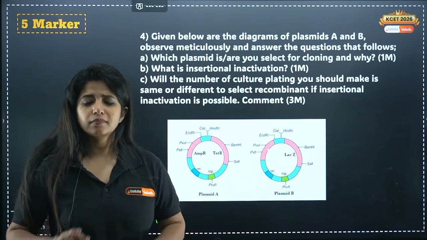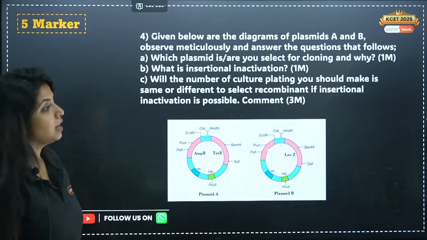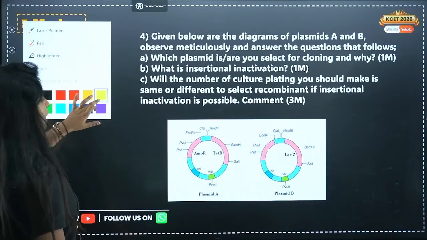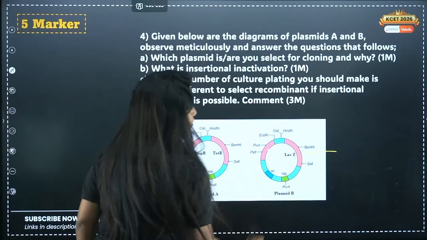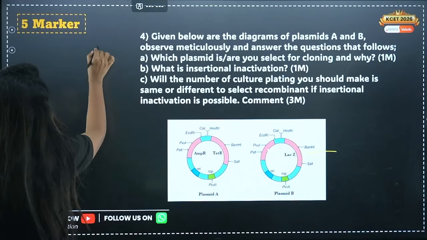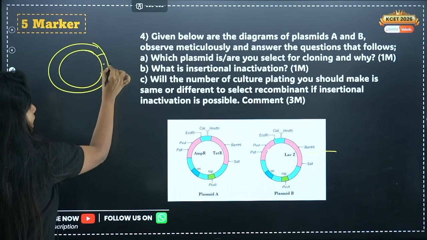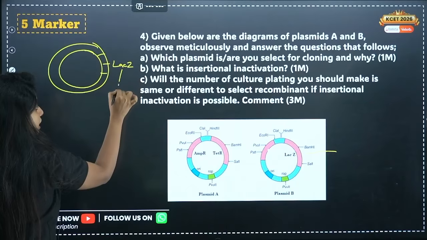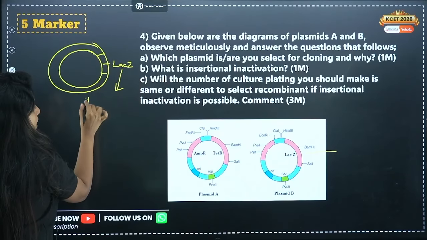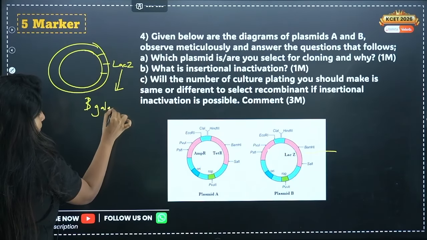Oh my God, too complicated. Let's make it easy. First of all, which one do you choose? Generally, you will choose this lacZ gene plasmid. Why? Listen to me carefully. This plasmid has a gene that is lacZ. And lacZ, my dear children, the lac operon you have studied, right? It produces beta-galactosidase.